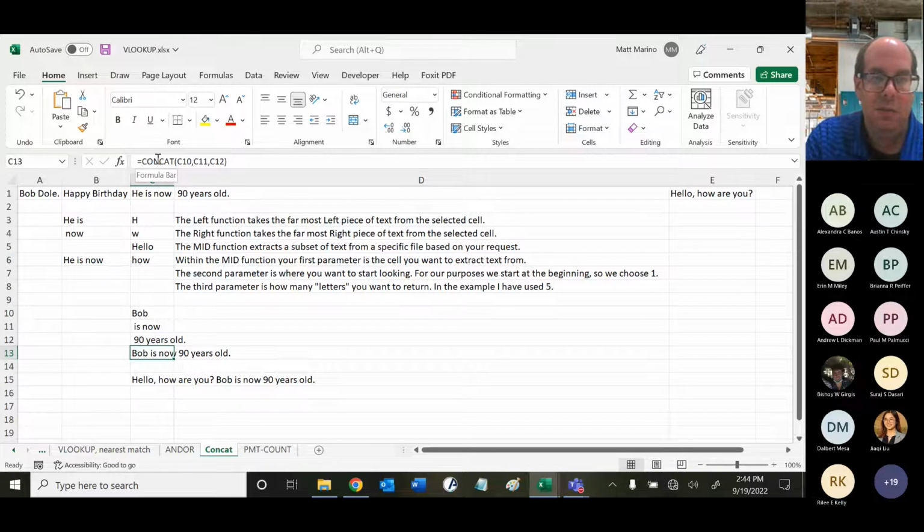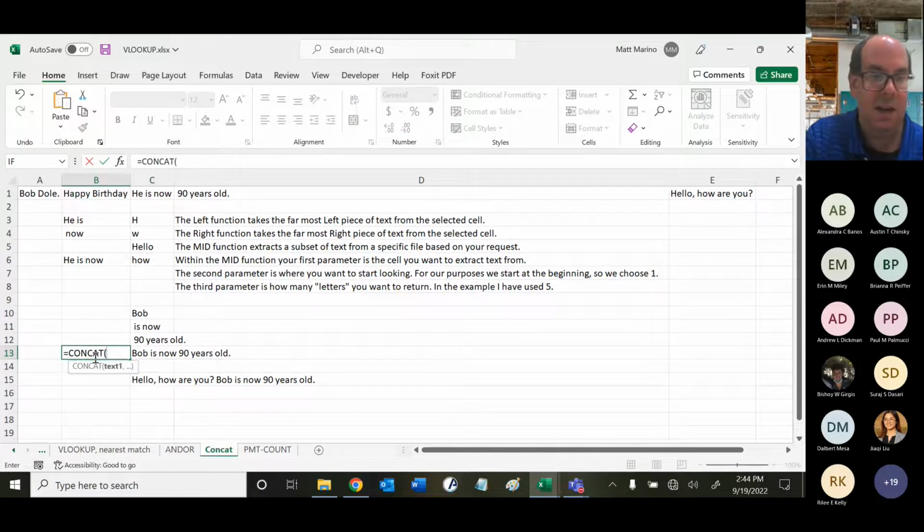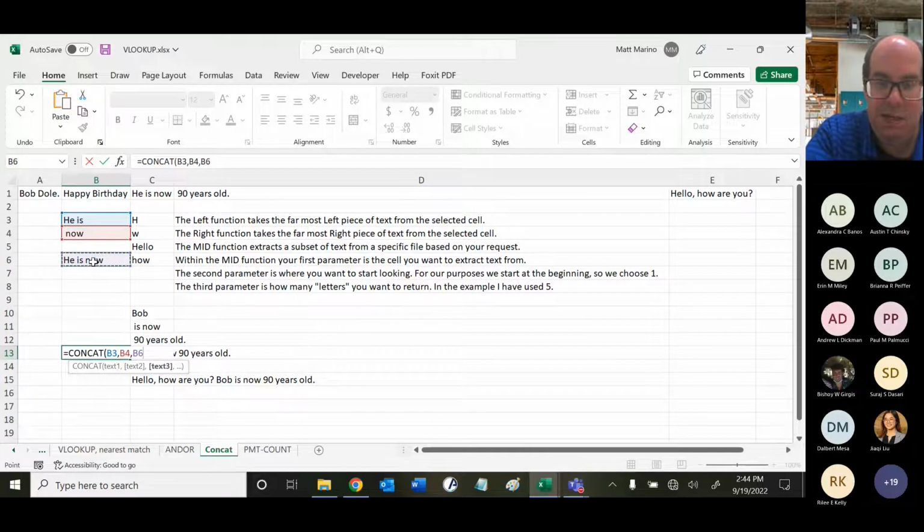So it simply equals concat, open parentheses, and then all of your cells you're combining with commas in between. So if we do this again, off to the side here, and we could combine B3, B4, and B6, we'll get he is now, he is now.